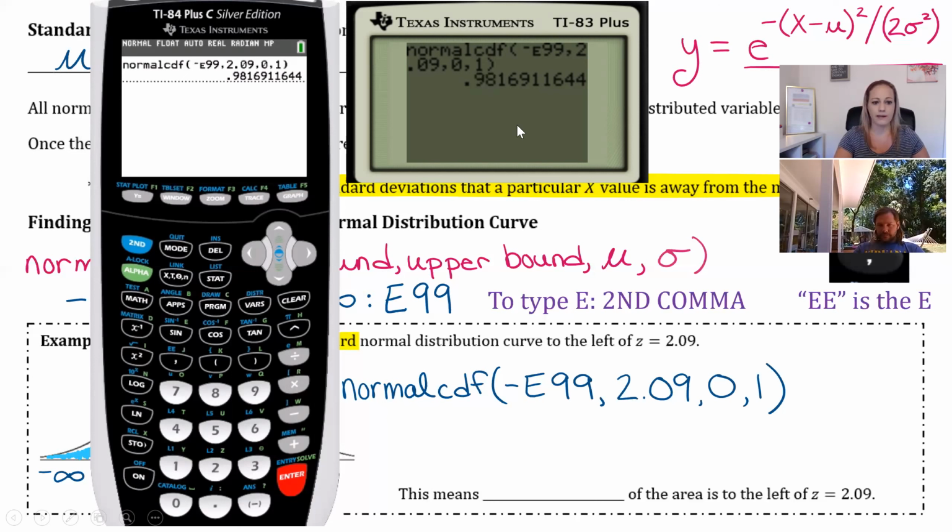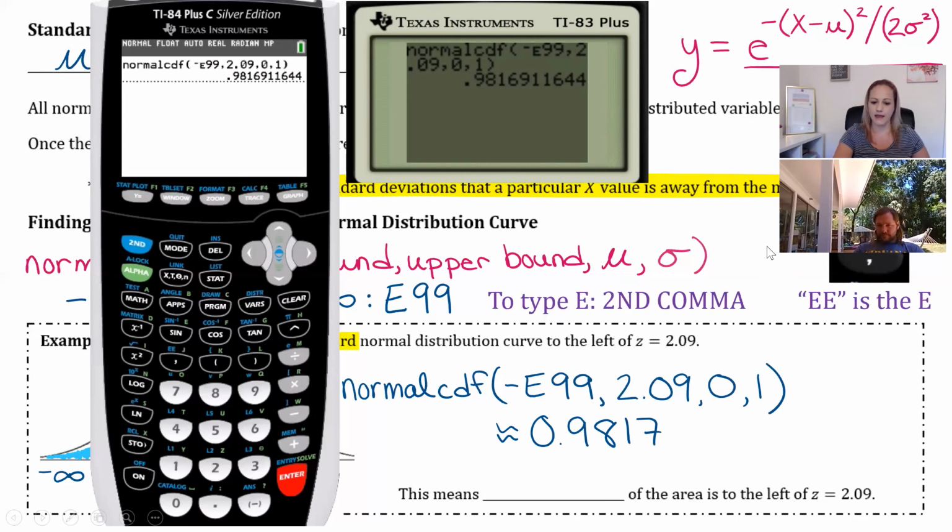And I do just want to point out, negatives are not the same thing as minus signs in your calculator. So a lot of times students will hit minus E99, and they'll get an error when they do that. So for negatives, make sure that you're hitting the negative key, which is on the bottom of your calculator there.